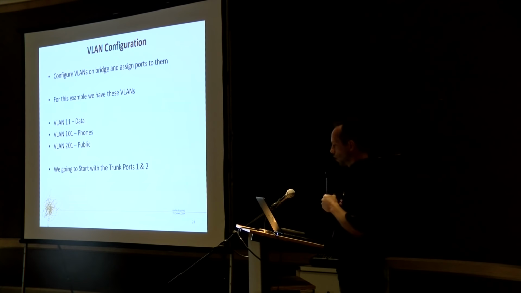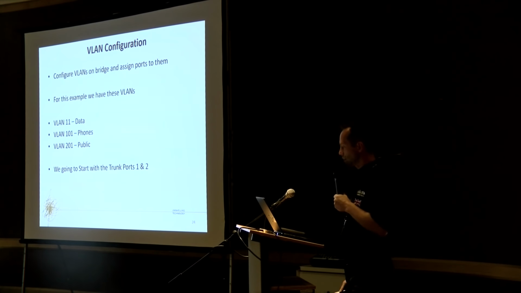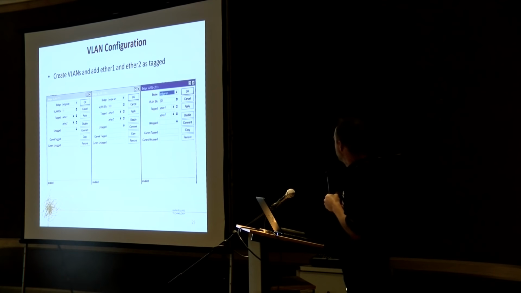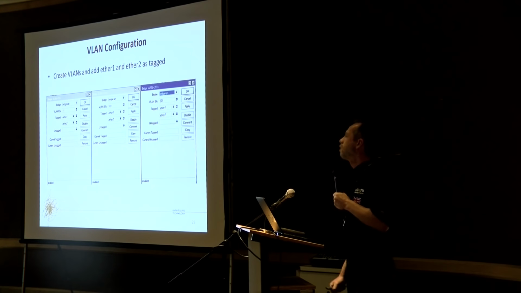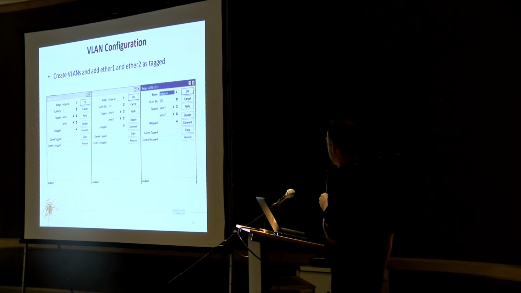Once we've created the bridge, we can then create our VLANs, and we create the VLANs in the bridge menu now. And then, because we're going to use some tagged traffic on our uplink, we will tag the traffic on Ether 1 and Ether 2.